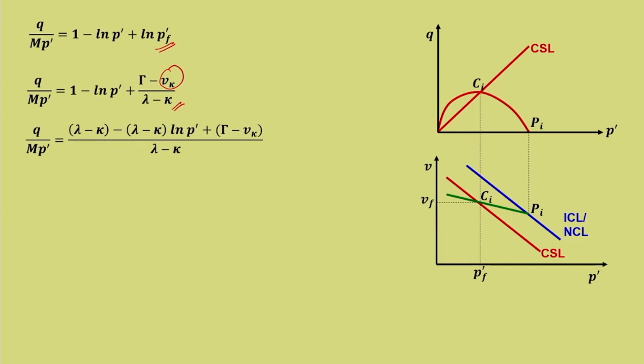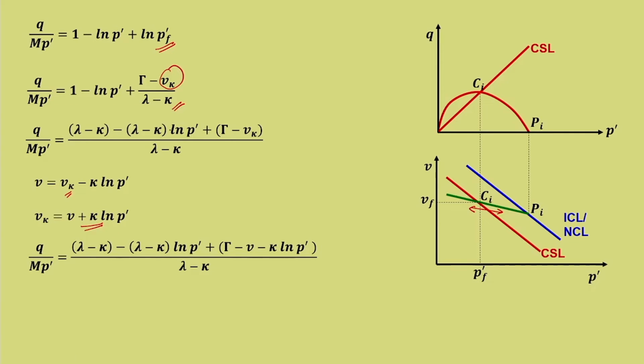Now we know that q by m p dash is equal to, we can expand this, lambda minus kappa minus lambda minus kappa ln p dash plus gamma minus V kappa upon lambda minus kappa. Now we need to replace this V kappa. So we know V is equal to V kappa minus kappa ln p dash, again the equation for this particular loading unloading line, from which we can write V kappa is equal to V plus kappa ln p dash. So we can substitute for V kappa.